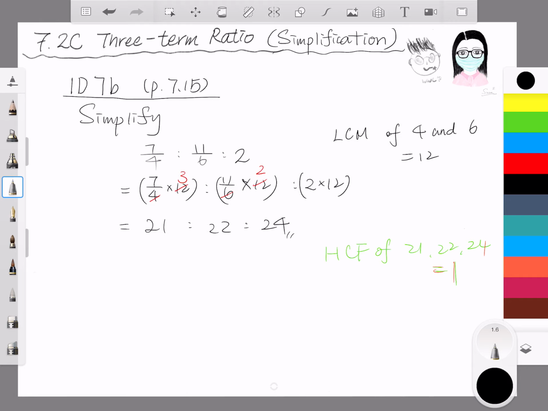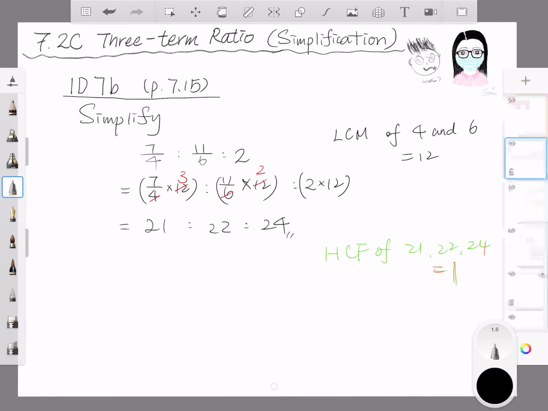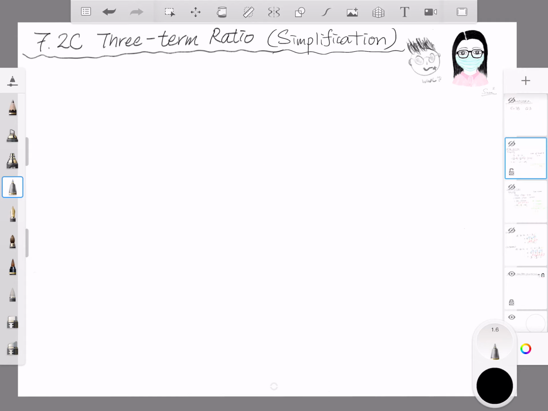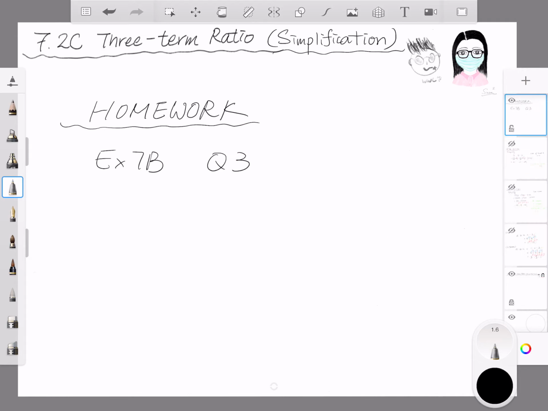To use these skills, you can do this example and have some practice in your textbook. Your homework is Exercise 7B, question 3.